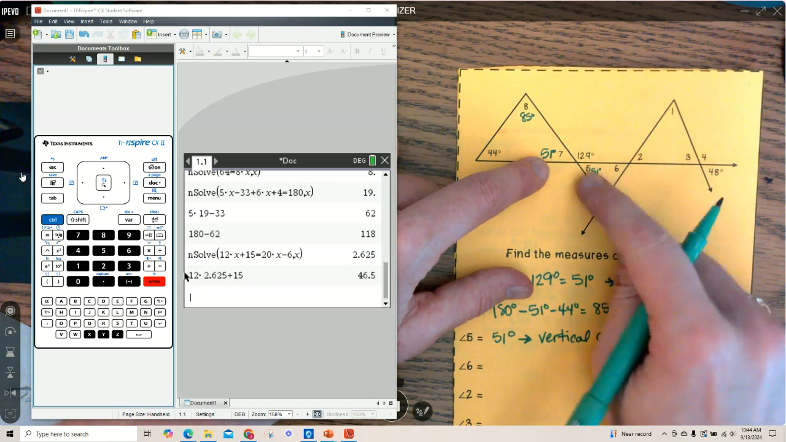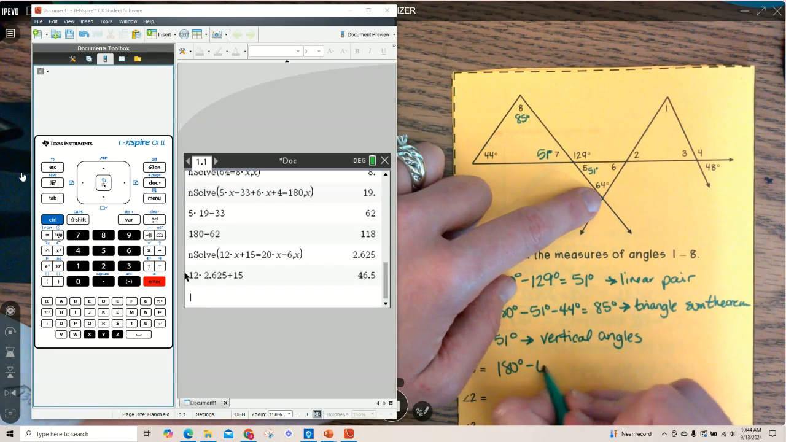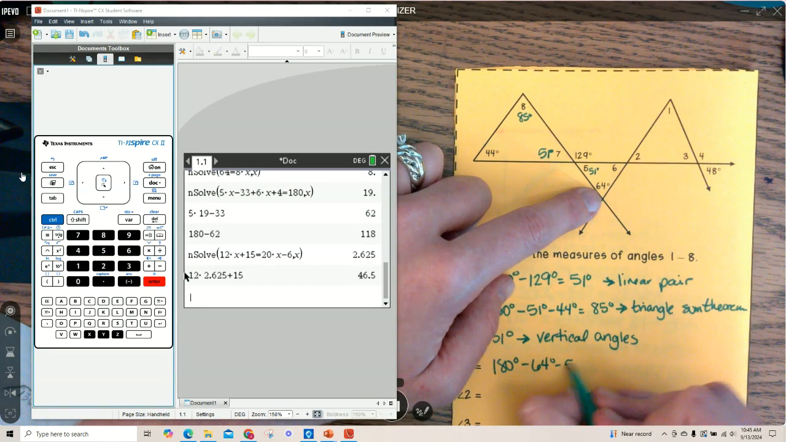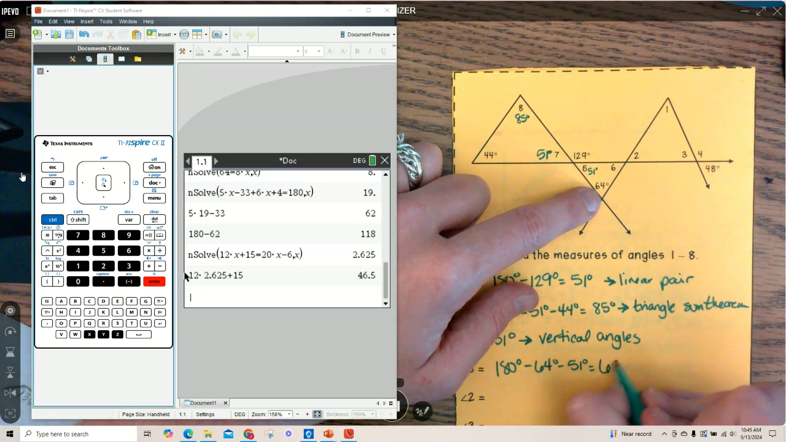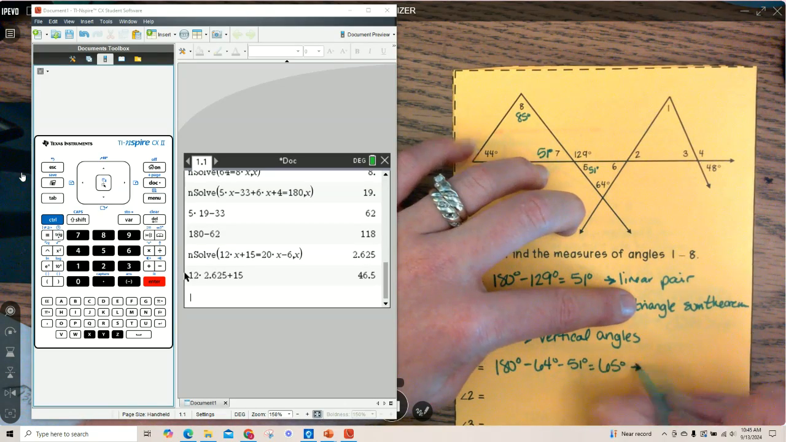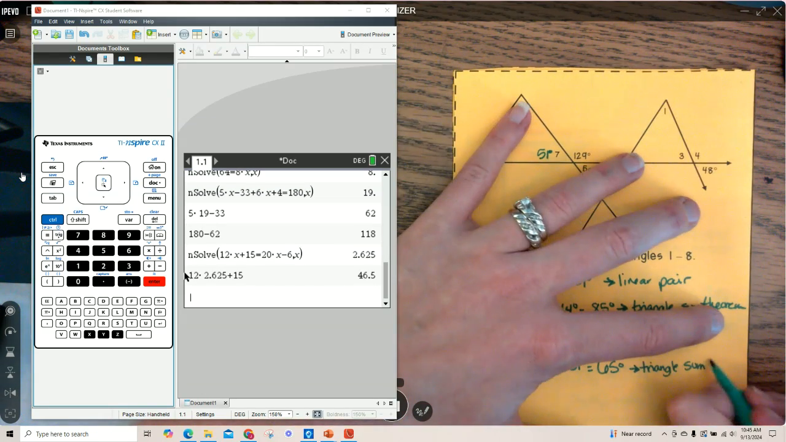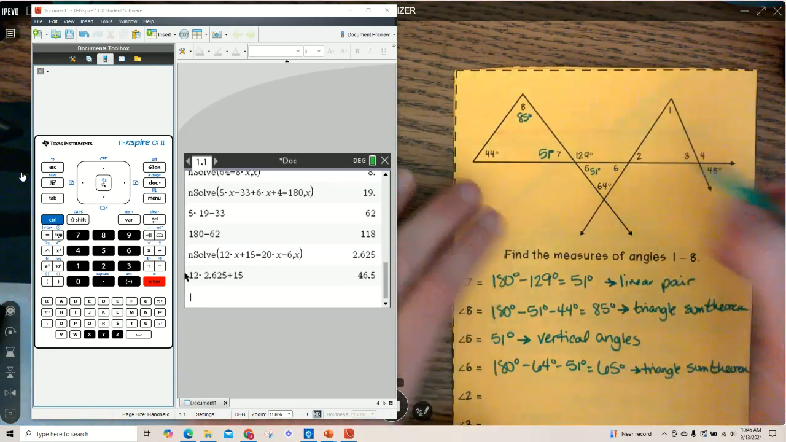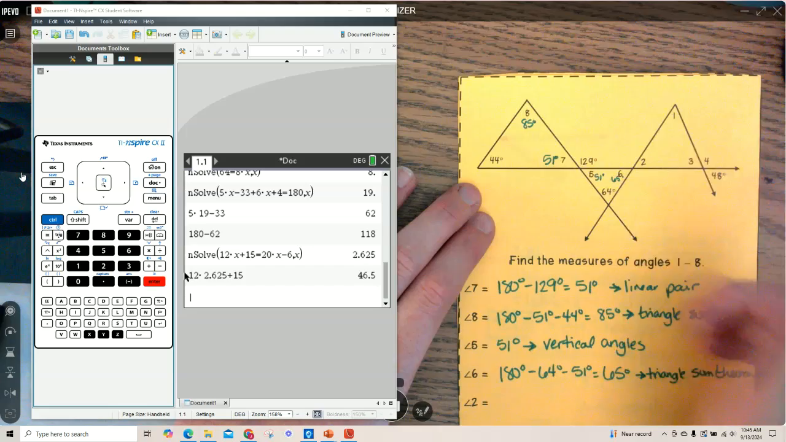Number 6, we've got another triangle, so we can use triangle sum theorem again. 180 minus 64 minus 51 gives me 65 degrees, and that is triangle sum theorem. Okay, so that one was, it's kind of hard to fit in there, 65 degrees.